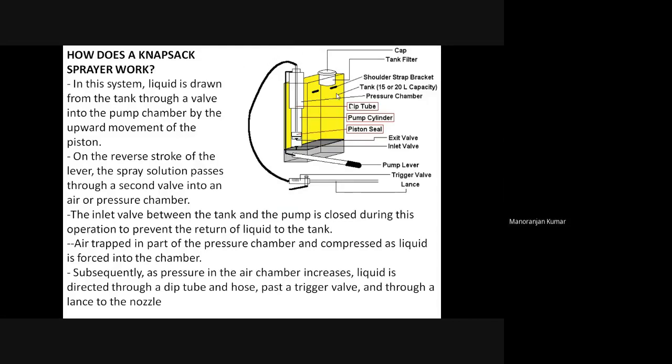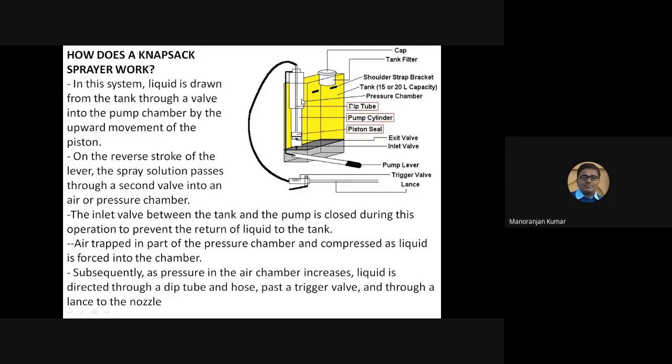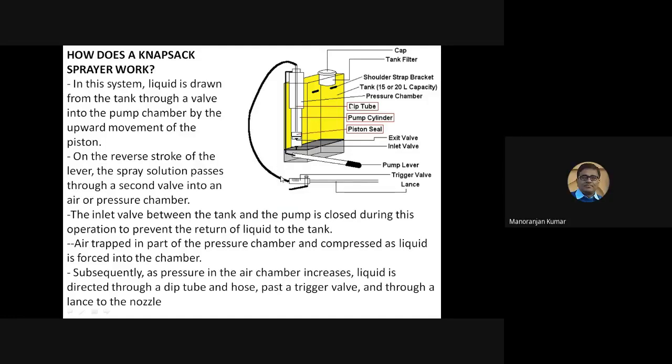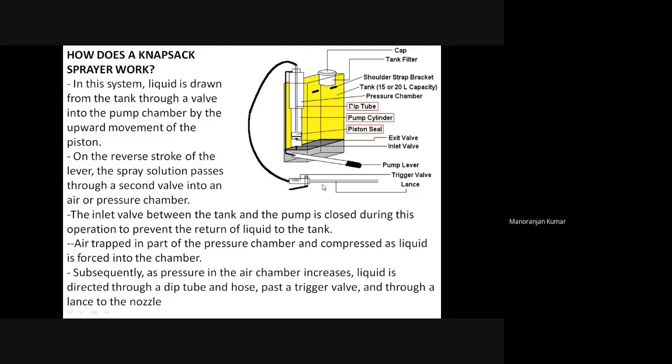As pressure in the air chamber increases, liquid is directed through a dip tube and this hose, which is known as the hose, and past a trigger valve and through a lance to the nozzle. So this is all about the working mechanism of this knapsack sprayer.